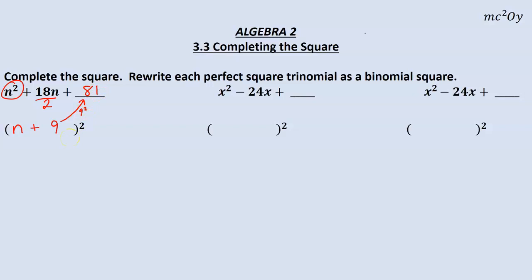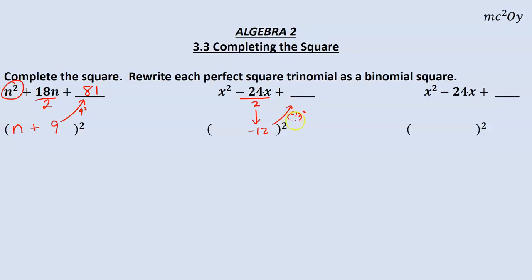Okay. So, for instance, if I'm trying to rewrite this trinomial as a binomial square, I'm going to take and cut that in half. It's going to give me my second term of my binomial. So that's going to be negative 12. Notice I dropped the x. Here I dropped the n. And then I'm going to square that number.